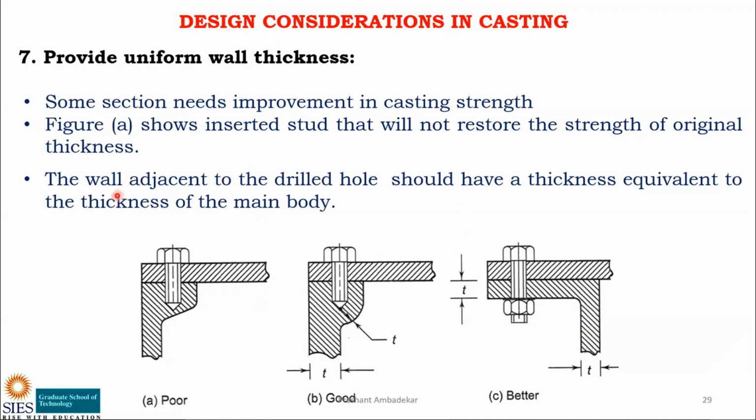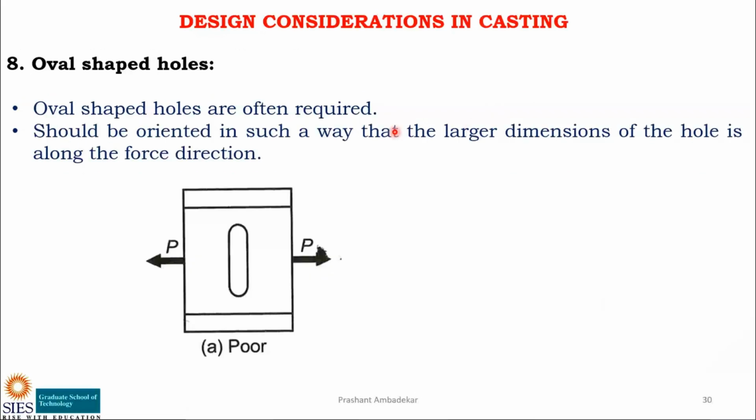So the wall thickness to the drilled hole should have a thickness equivalent to the thickness of the main body. What is the main body thickness? This is the main body, and thickness of the main body is this much. Same thickness is given to this body T. You can see T, and this one is also T, which is not shown. So this thickness is equal, and because of which there will not be any crack formation or failure of the part. And the last point here is oval shaped holes.